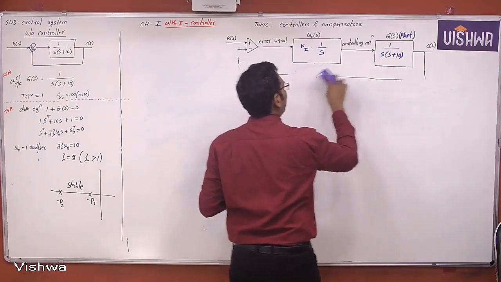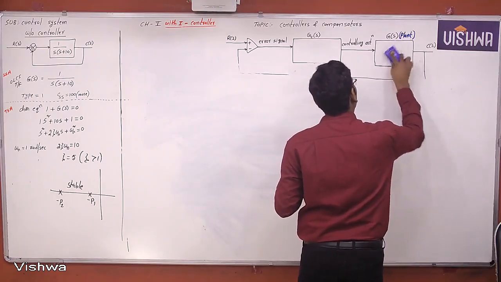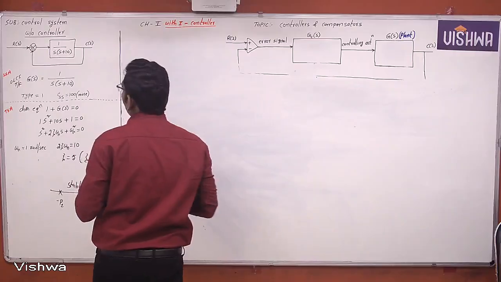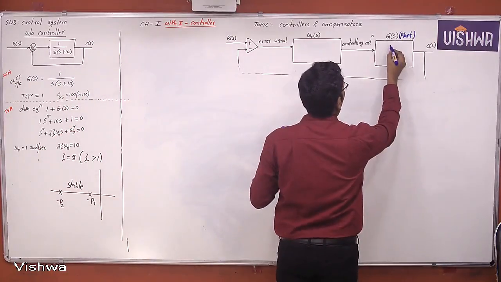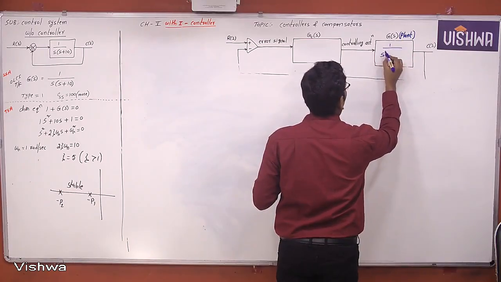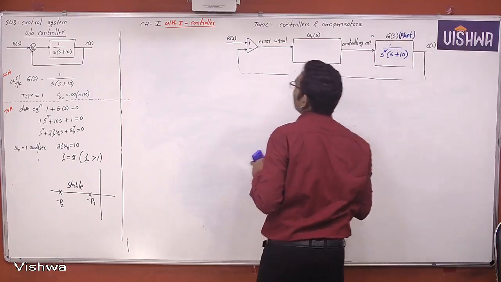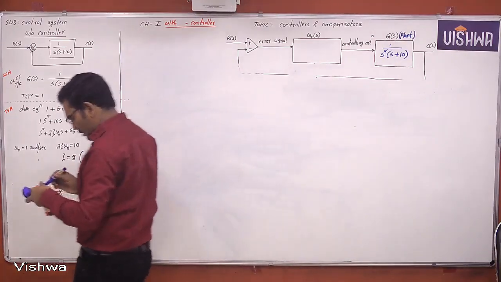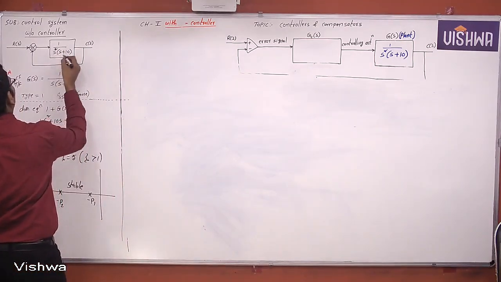So now we'll take one more plant and we will check one by one what happened. Now first I will take it without a controller. I just take one plant. Now this is the plant 1 by S square into S plus 10. First we will see what happens without a controller.